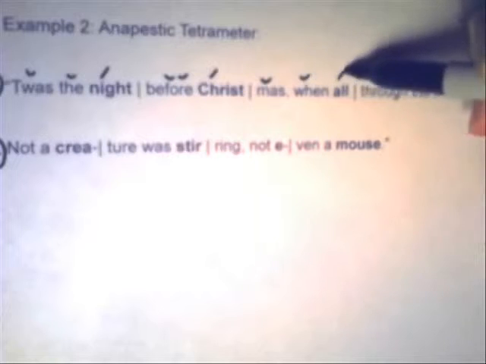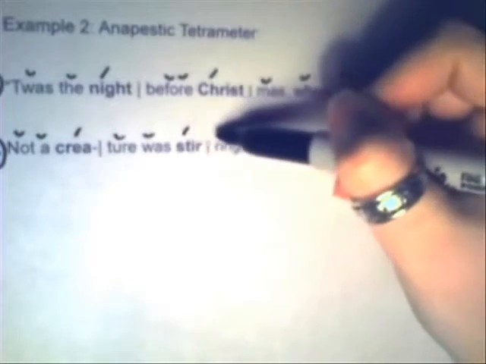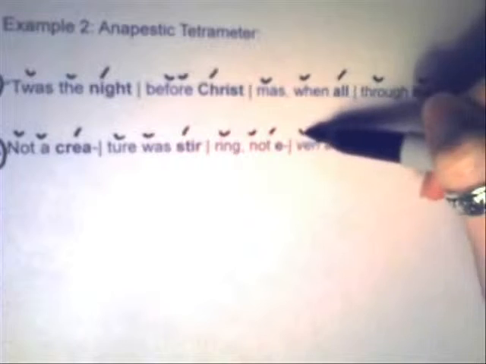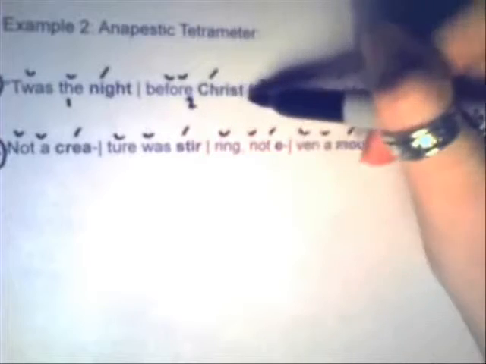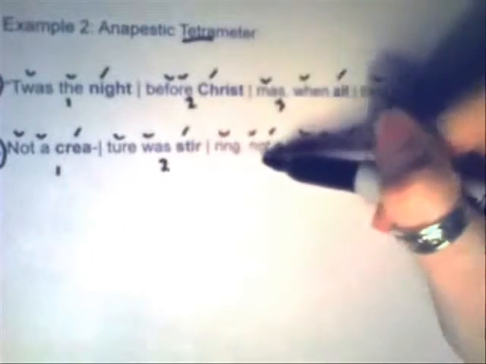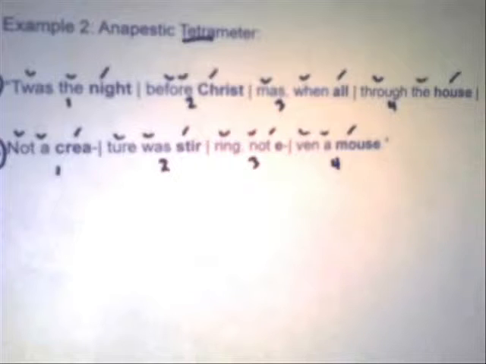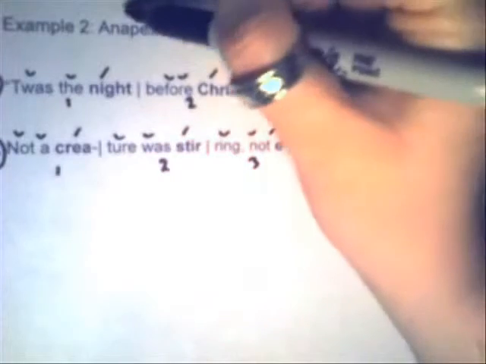It was the night before Christmas when all through the house, not a creature was stirring, not even a mouse. See how we break up the line into 4 separate parts? In each separate part, there are the 2 unaccented marks and 1 accented mark. That is what makes a line anapestic.